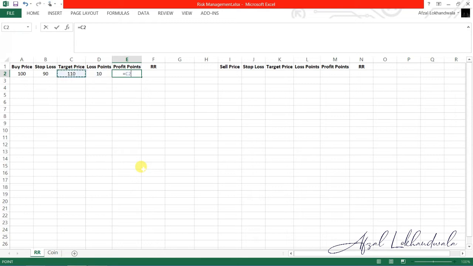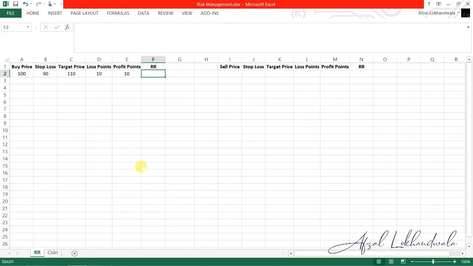Similarly, how can we calculate the profit points? That is target price minus buy price. So the profit points is 10. So quite simple, if you buy at 100, you place a stop loss at 90, it means that when the price moves to 90, your stop loss gets triggered and you exit the trade. So the maximum loss you face is 10 rupees. Similarly, what is the target? 110. So the maximum profit you can have is 10 rupees. So the loss point is 10, profit point is 10.